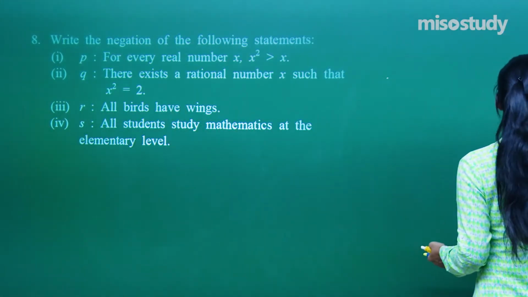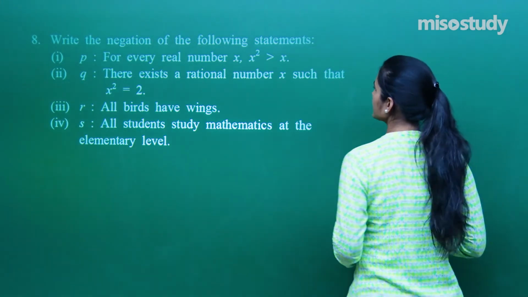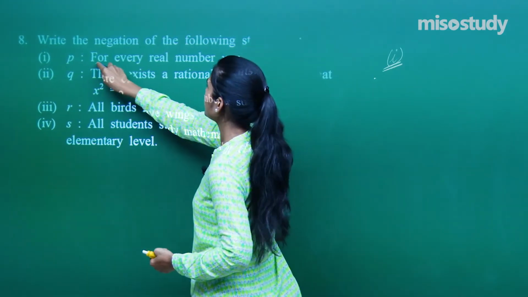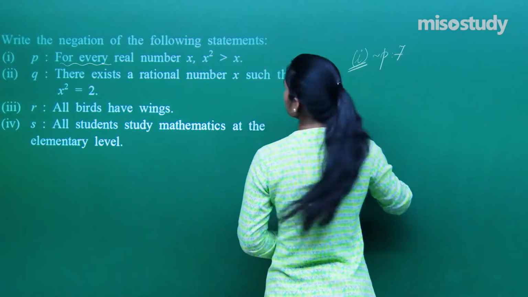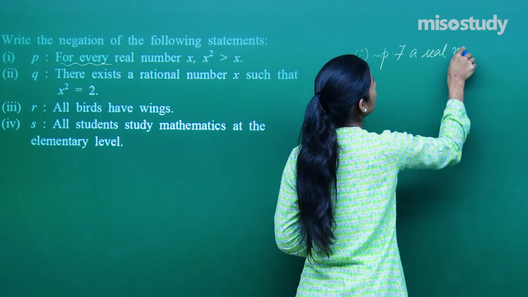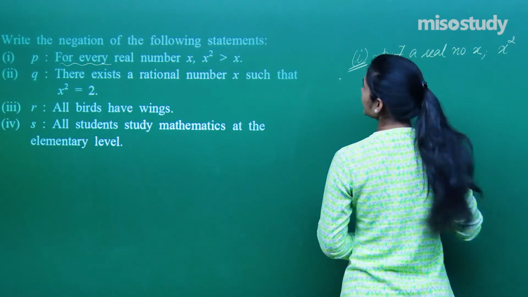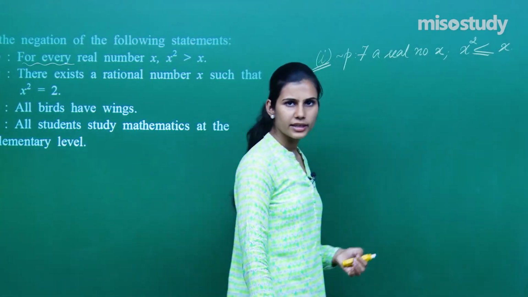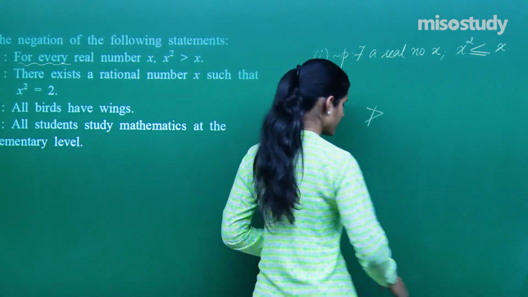Okay. The first statement is, for every real number x, x square is greater than x. What is its negation? What is the negation of for every? There exists a real number x such that x square is not greater than x, that means it is less than or equal to x. This is the negation.